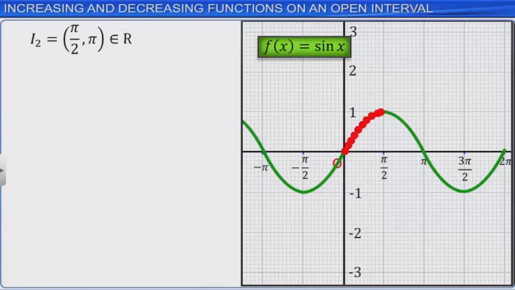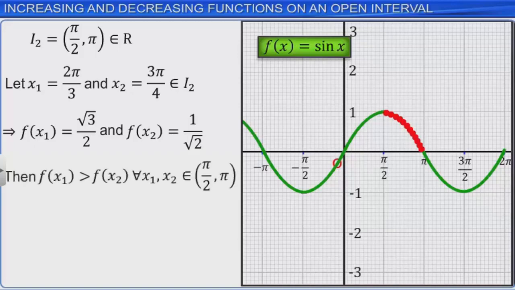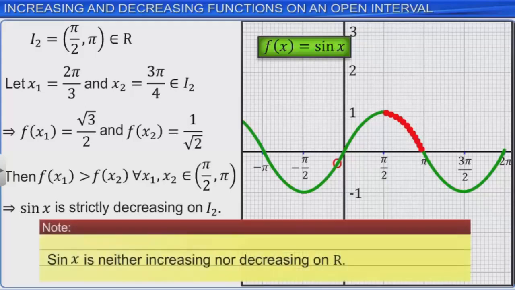However, if we consider any 2 points, x1 and x2, between pi by 2 and pi, such that x1 is less than x2, then f of x1 is greater than f of x2. This shows that sin x is strictly decreasing on interval I2. This means that sin x is partly increasing and partly decreasing on domain R. Hence, we can conclude that sin x is neither increasing nor decreasing on R.